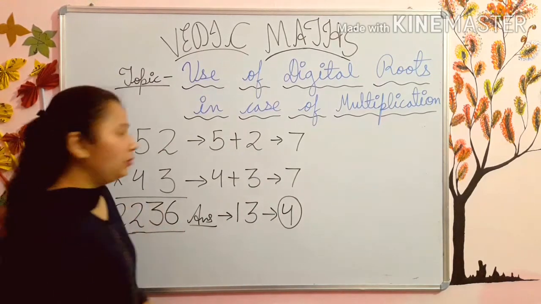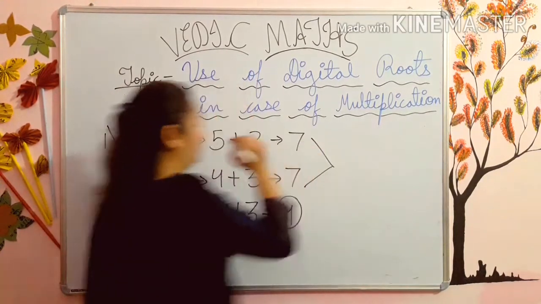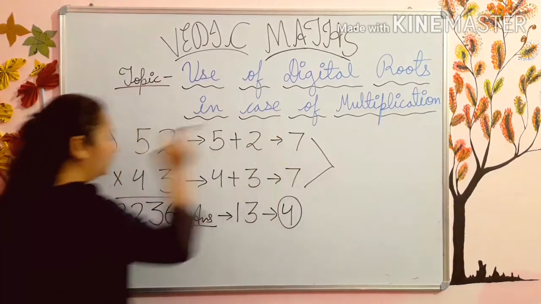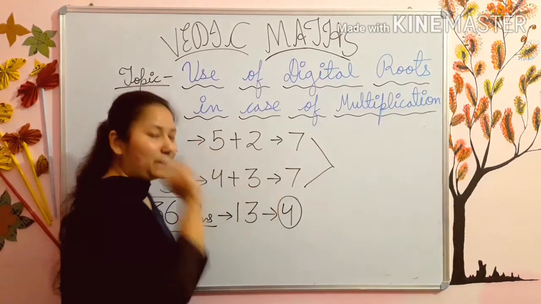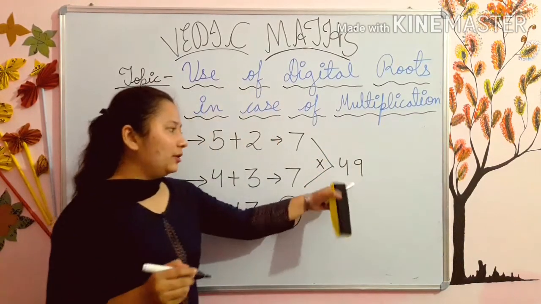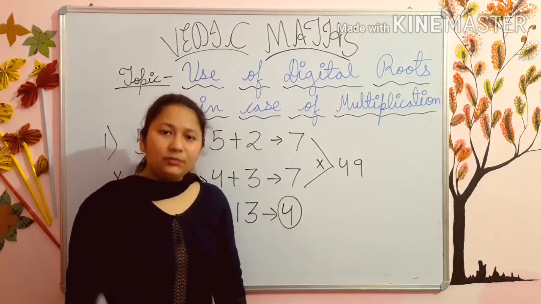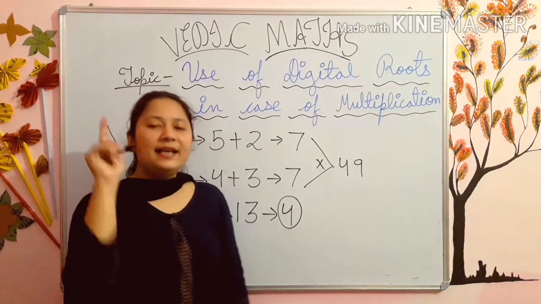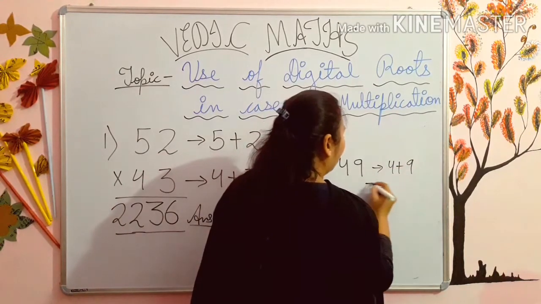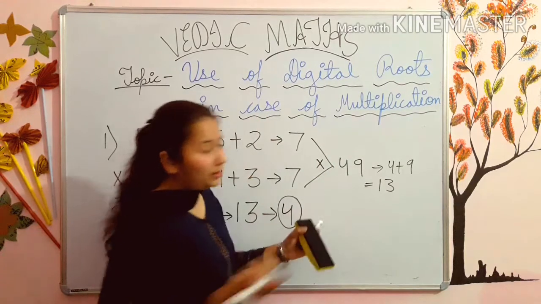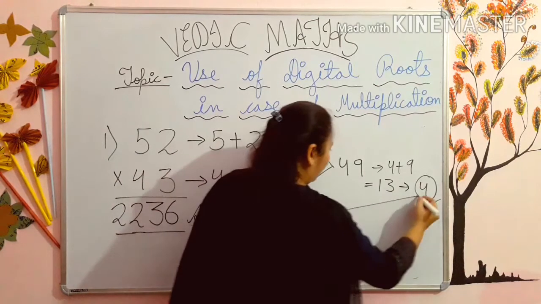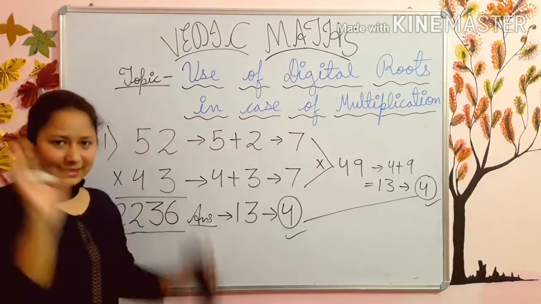Now what you have to do, you have to multiply both of these digital roots. 52 digital root is 7. 43 digital root is 7. Then you have to multiply it. Now 7 sevens are 49. But this is not a digital root, as I always tell you that digital root should be a single digit number. Now 4 plus 9, 13. Now 13 is also not a digital root. 3 plus 1, 4. So 4, 4, and the answer is right.